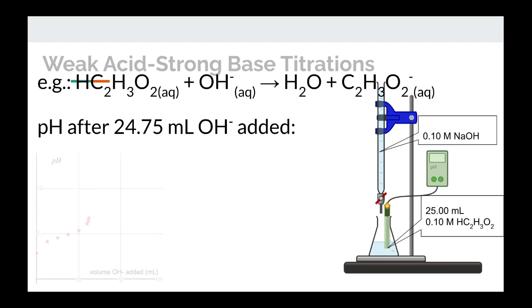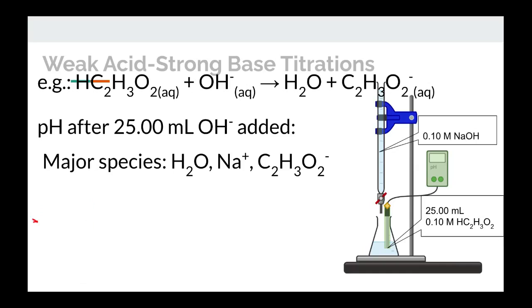24.5, 24.75, 24.90, 24.99. And if you look at where we're at, 7 is about here, maybe there. We're already above 7. So we are not at pH 7 at equivalence point like we were with strong acid, strong base. Now we're at 25 milliliters.